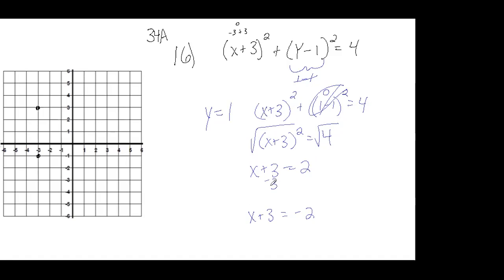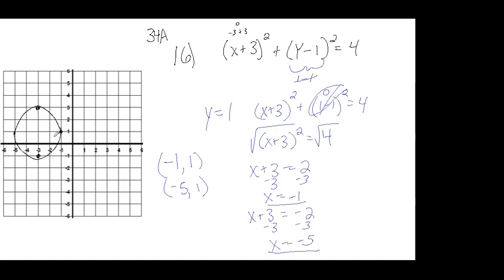So now I'm going to subtract 3 on both sides to get x is equal to negative 1. If I subtract 3 here, x is equal to negative 5. So I have this one and this one with y equals 1. So x is negative 1, y is 1, or x is negative 5 and y is 1. So now I'm going to plot those points on my graph. X is negative 1, y is positive 1, x is negative 5, y is positive 1. So I can see that graph right here.